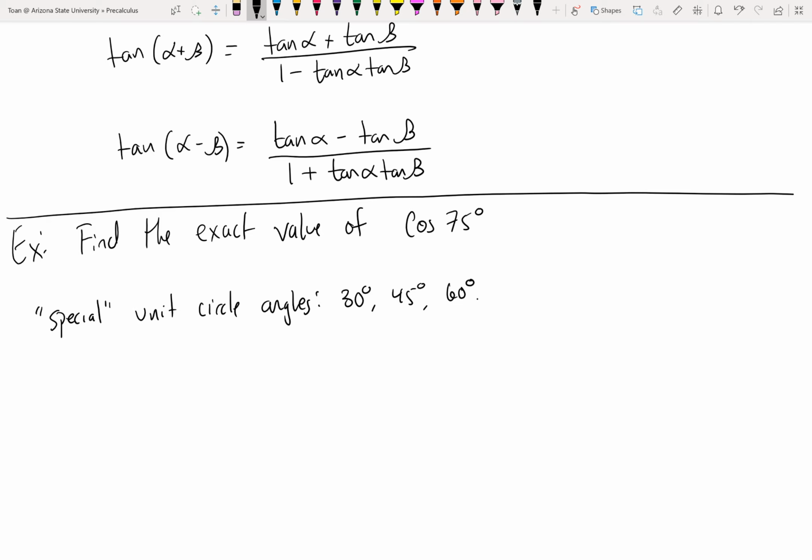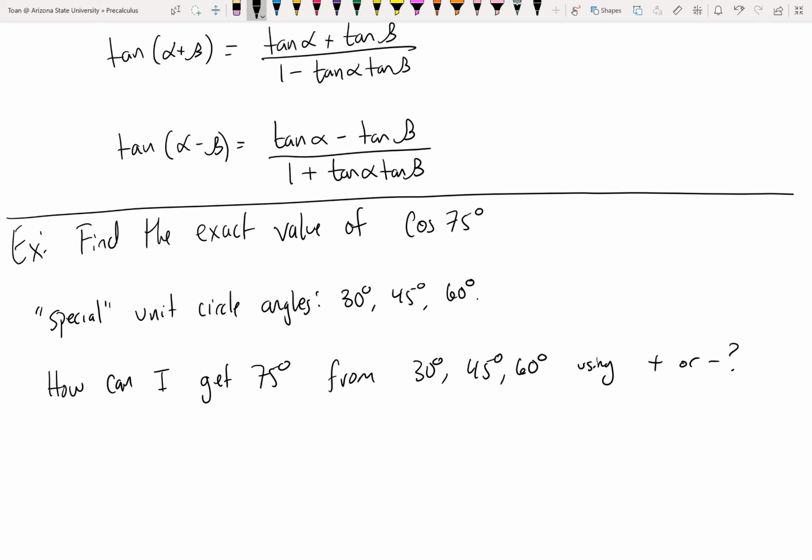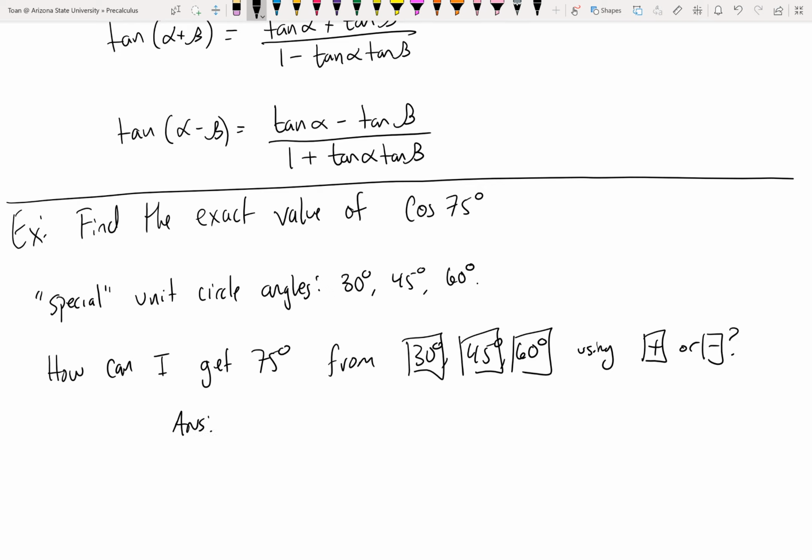So then this is what you have to ask yourself: how can I get 75 degrees from 30 degrees, 45 degrees, 60 degrees, using adding or subtracting? So it's sort of like a puzzle. You have these cards here, and you need to arrange any or all of these cards so you end up with 75. I hope everyone understands that 75 degrees is the same thing as 30 degrees plus 45 degrees.